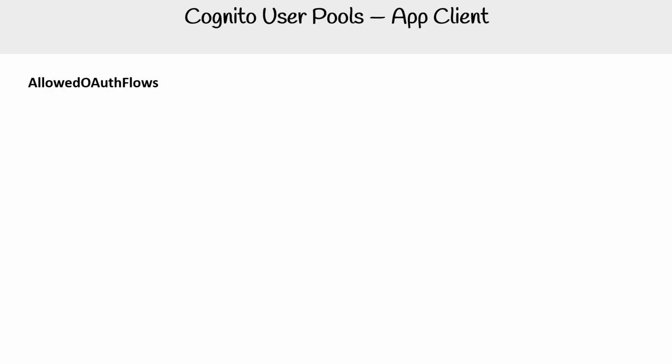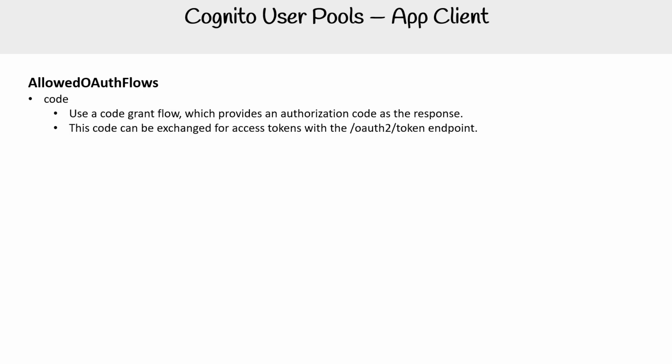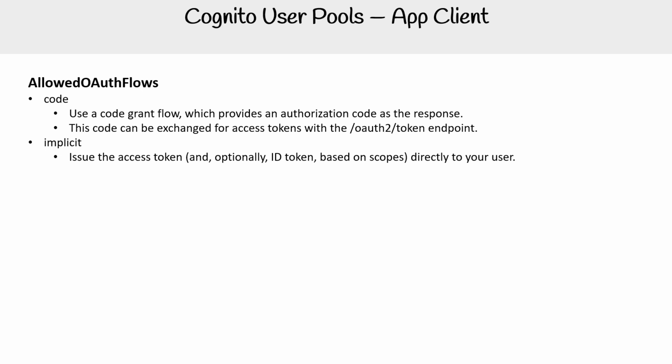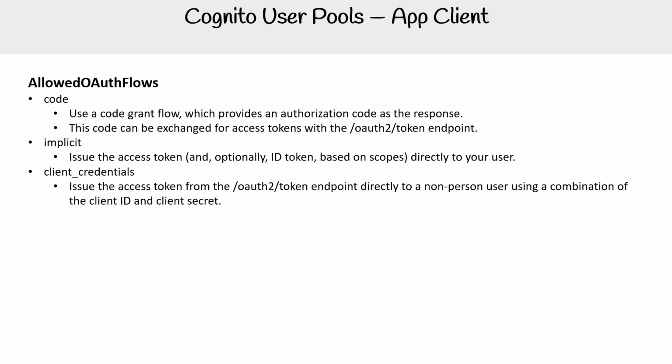The other thing I want you to know about are the allowed OAuth flows. We have code. It uses a code grant flow, which provides an authorization code as the response. This code can be exchanged for access tokens with the OAuth 2 token endpoint. We have implicit, which issues the access token and optionally an ID token based on the scopes directly to your user. We have client credentials, which issues the access token from the OAuth 2 token endpoint directly to a non-person user using a combination of the client ID and client secret.